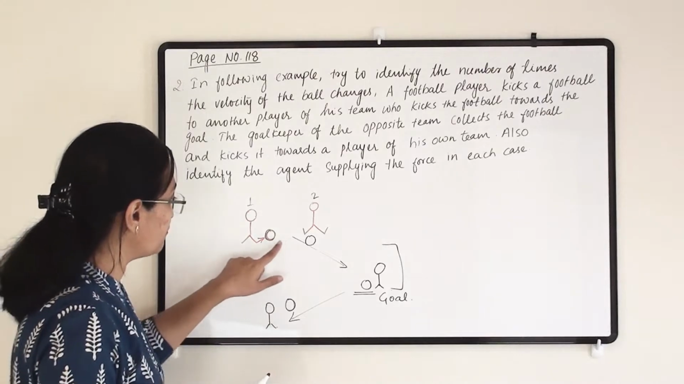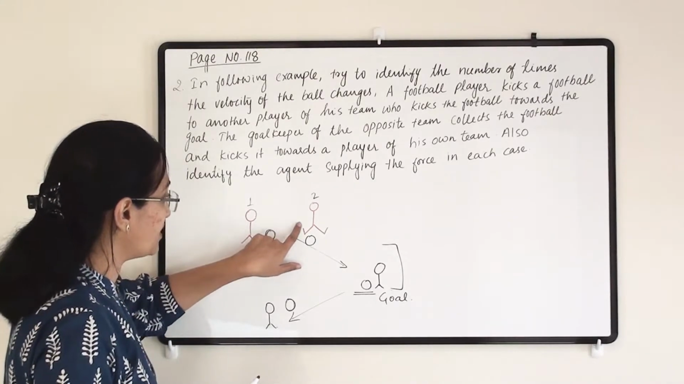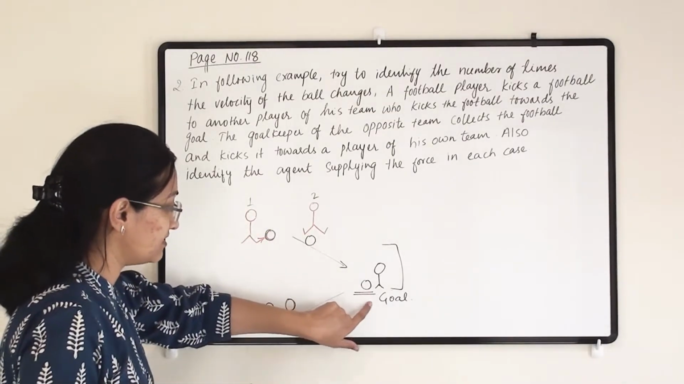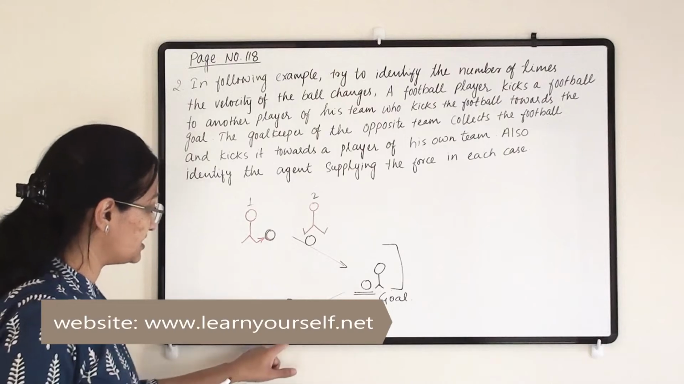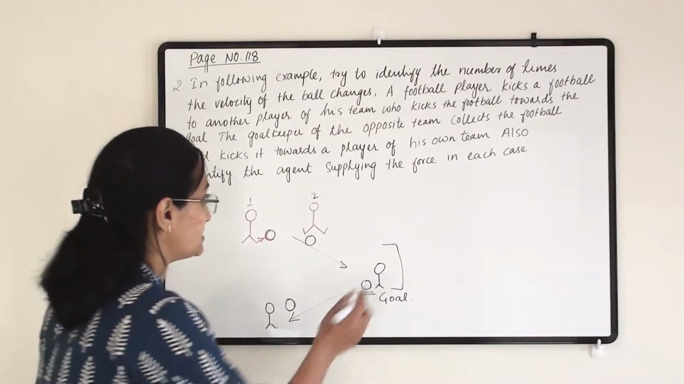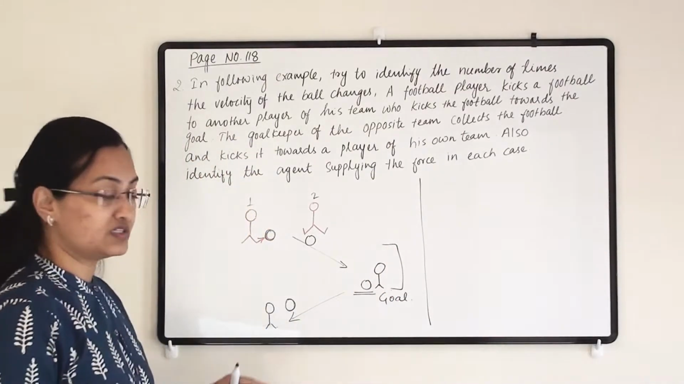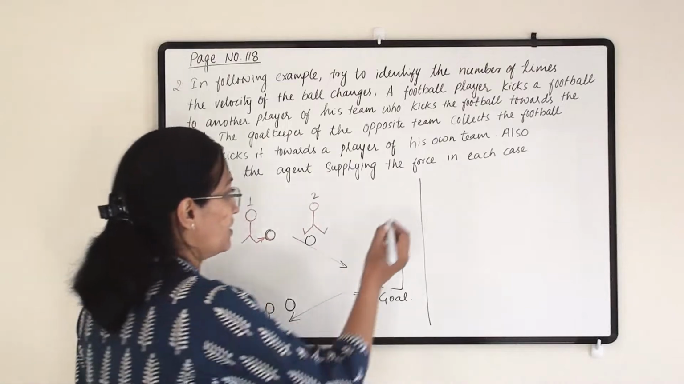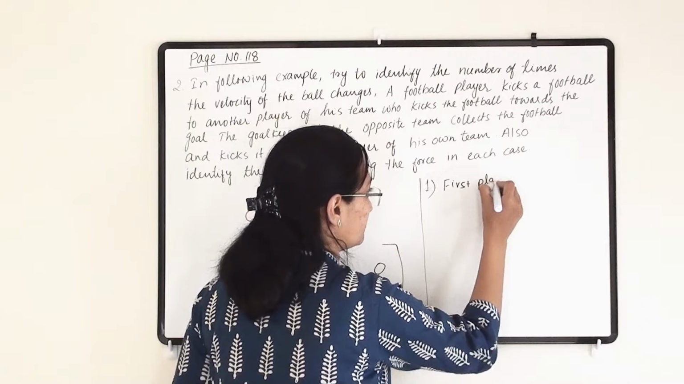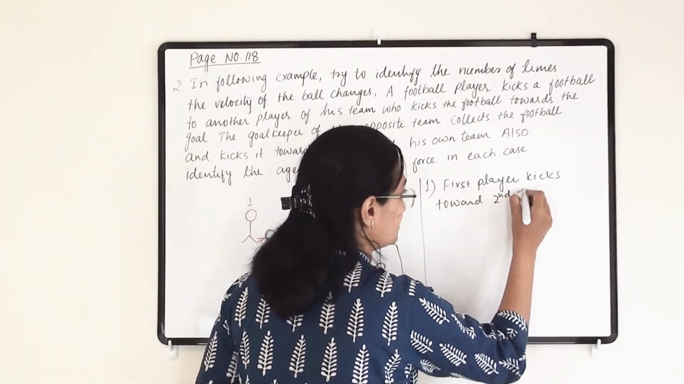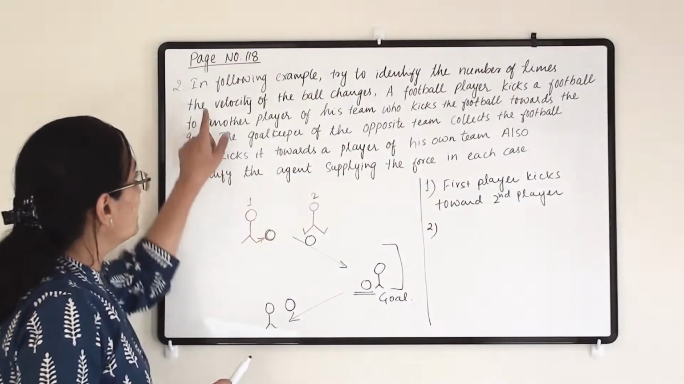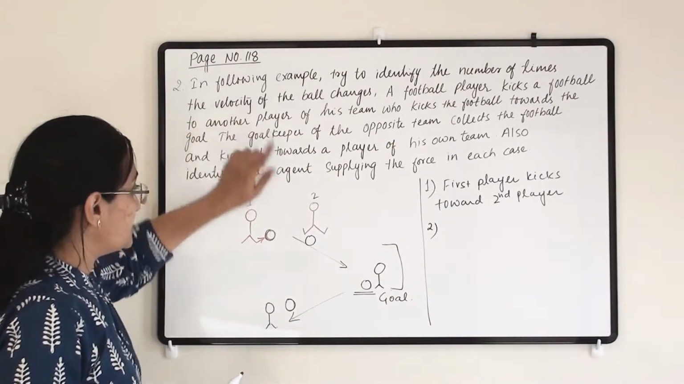So 4 times, if you see, the first person is kicking towards the second person, the second person is kicking towards the goal post, and here he collects it and he is kicking towards his own team. So this is the complete situation. Now let us understand how many times the ball's velocity has changed. This is the first time, from the first player to the second player, where the ball's velocity has changed.